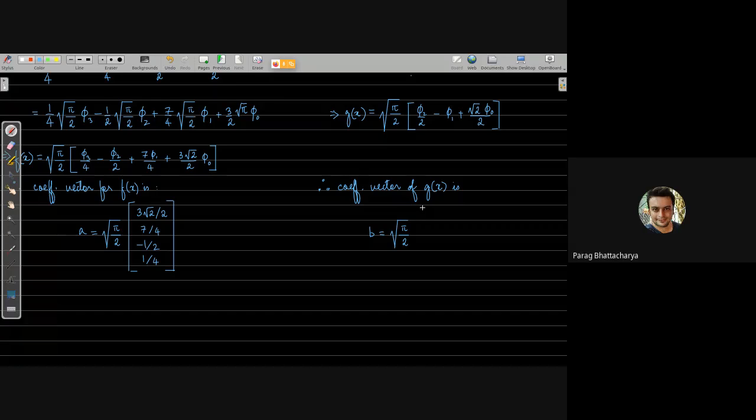So first we'll have root 2 by 2. Then the next one will be minus 1. Next, 1 by 2. And the last one is 0. There is no coefficient of phi 3. If there is no coefficient of phi 3, then just put a 0 there. All right, so put the brackets here. So these are your vectors, the coefficient vectors.